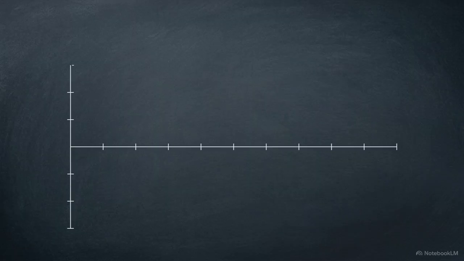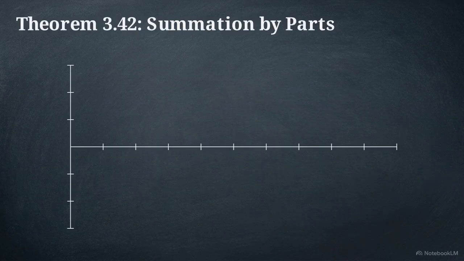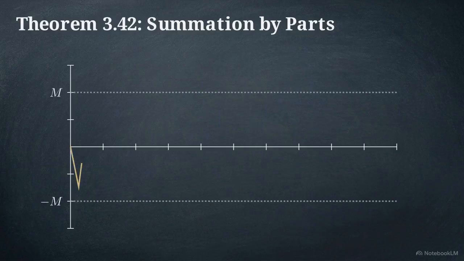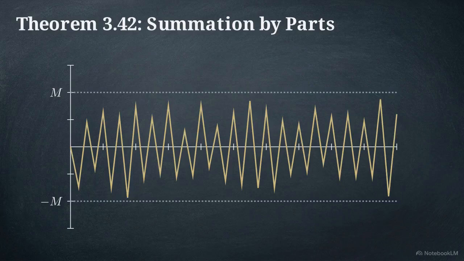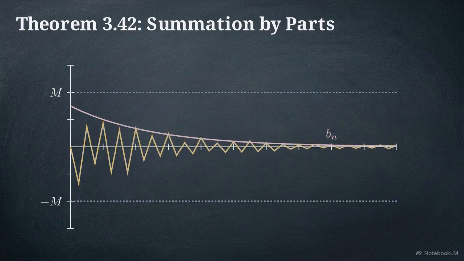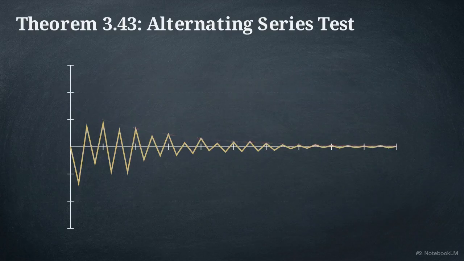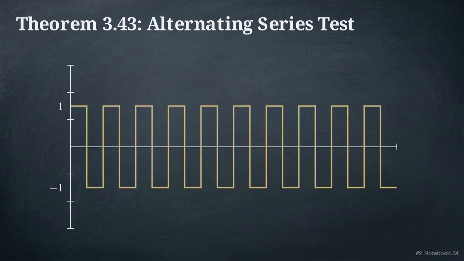This graph illustrates why that shift matters. Theorem 3.42 establishes the two primary conditions required for this sum to converge. First, the partial sums of capital A sub n must form a bounded sequence, trapped between these upper and lower limits. Second, the terms of sequence b sub n must steadily shrink to 0. We can immediately apply this to prove the alternating series test, or Theorem 3.43.